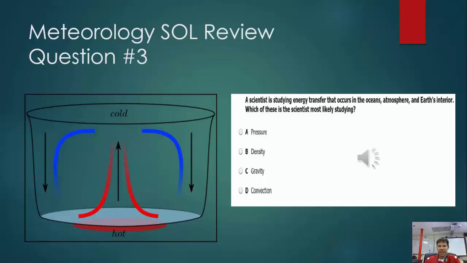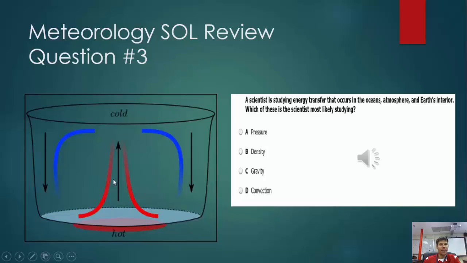A scientist is studying energy transfer that occurs in the ocean, atmosphere, and Earth's interior. Which of these is the scientist most likely studying? So, energy transfer in the ocean, that's energy being transferred through a liquid. Energy transfer in the atmosphere, that's going to be energy transferred in a gas. And the Earth's interior, believe it or not, that's also going to be energy transferred in a liquid. So which of these is the scientist most likely studying?